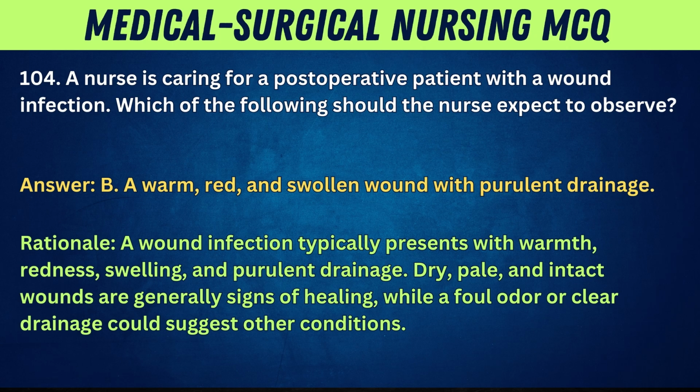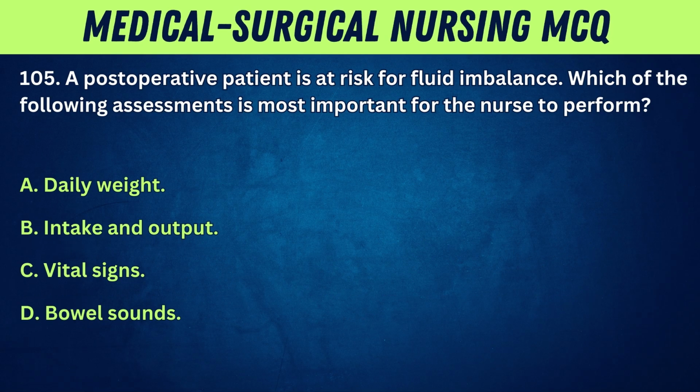Rationale: a wound infection typically presents with warmth, redness, swelling, and purulent drainage. Dry, pale, and intact wounds are generally signs of healing, while a foul odor or clear drainage could suggest other conditions. 105. A postoperative patient is at risk for fluid imbalance. Which of the following assessments is most important for the nurse to perform?